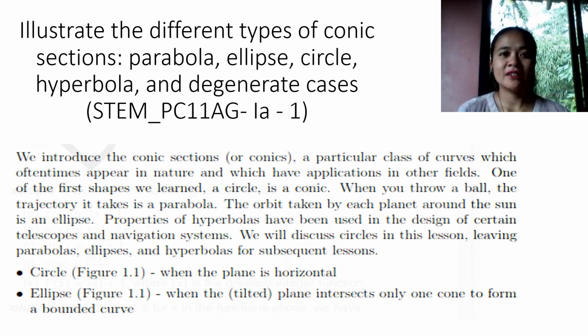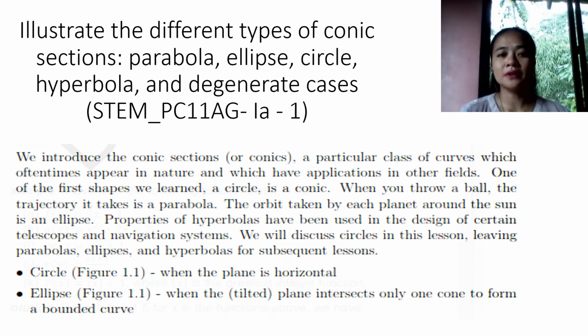First, let's illustrate the different types of conic sections: parabola, ellipse, circle, hyperbola, and degenerate cases. We introduce the conic section, a particular class of curves which oftentimes appear in nature and which have applications in other fields. One of the first shapes we learned, the circle, is a conic.